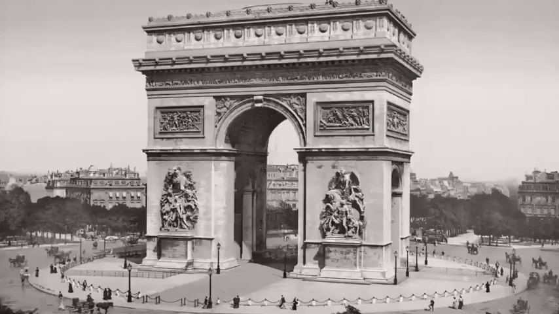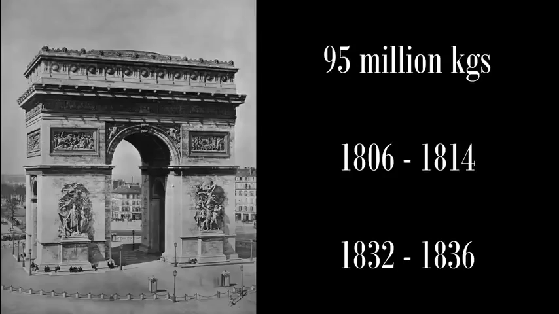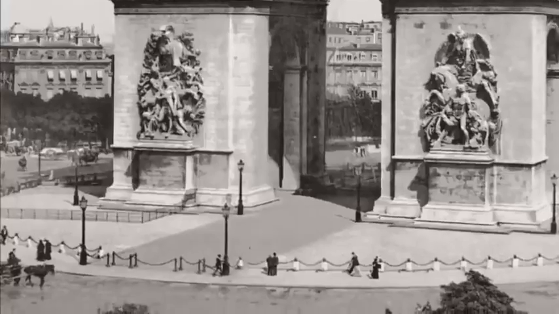The Arc de Triomphe is made from 36,695 cube meters of limestone and weighs 95,407 tons, or just over 95 million kilograms. They tell us it took 12 years to build the giant arch in two different periods, between 1806 to 1814 and between 1832 to 1836. How did they transport this amount of limestone with the same horse and carts that we see in the photographs?